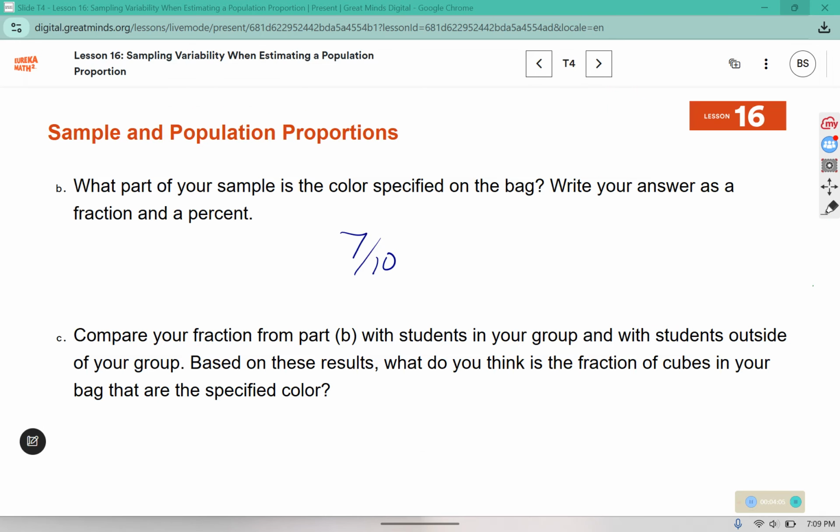What part of your sample is the color specified on the bag? Well, 7 out of 10. So it says write your answer as a fraction and as a percent. If we were going to change this to a percent, 7 times 100 is 700, divided by 10 would be 70. So this is the same as 70%.